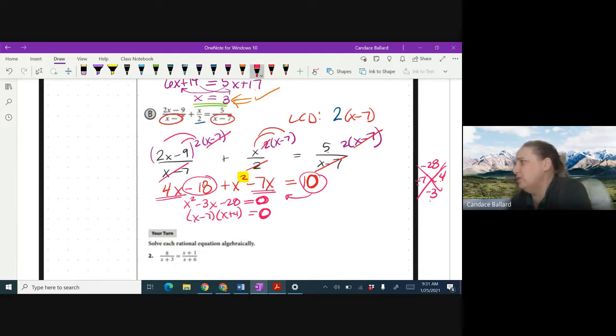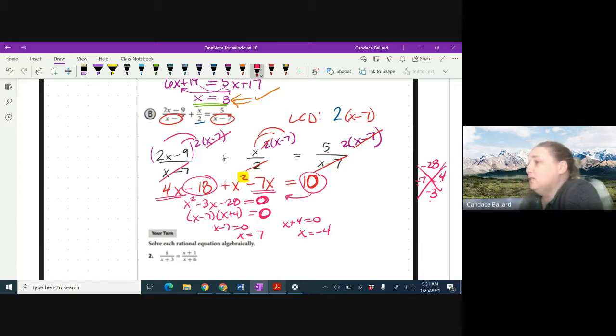Nice, Juliana, good job. Okay, so zero product property, set them both equal to 0. And we've got x equal to 7 and x equal to negative 4. Now, before I can use those as my final answers, I need to test them out. So I am going to plug these into my original. So I'm going to start by putting in x equals 7. And you'll notice that I cannot put in x equals 7 because it makes it 0.